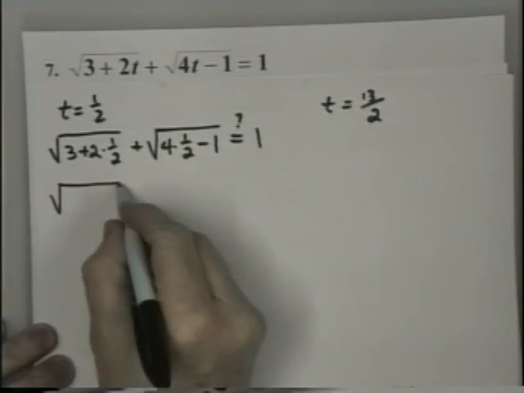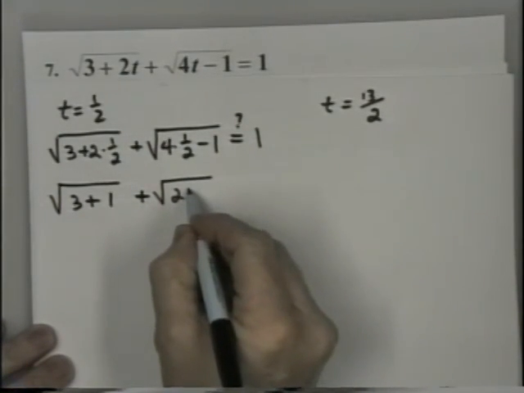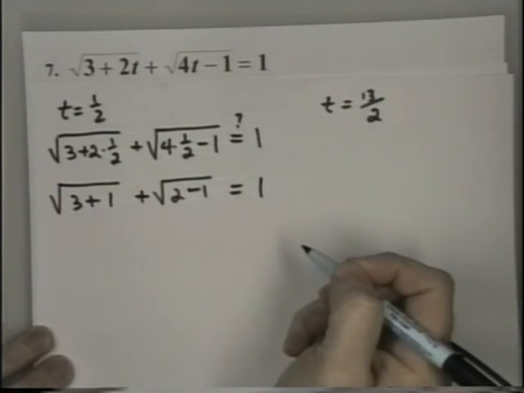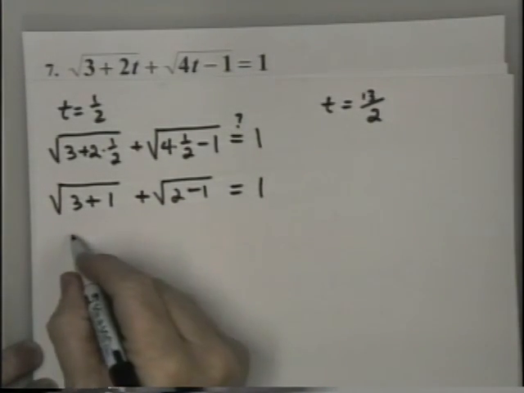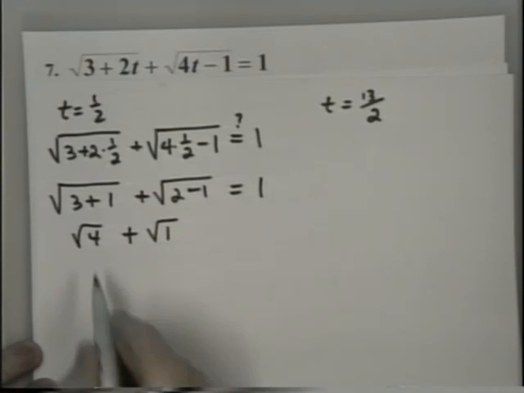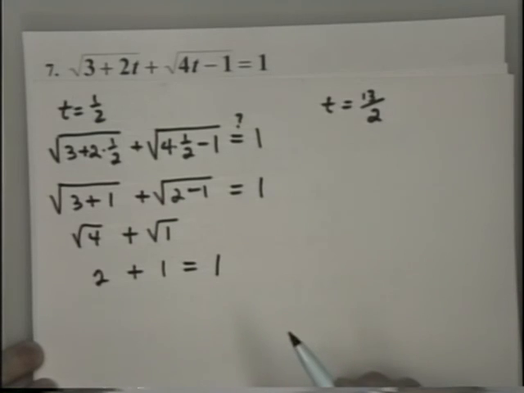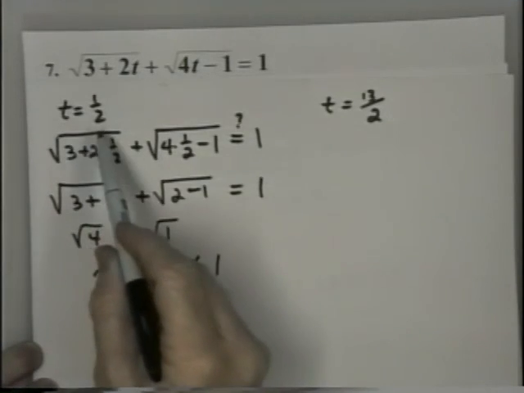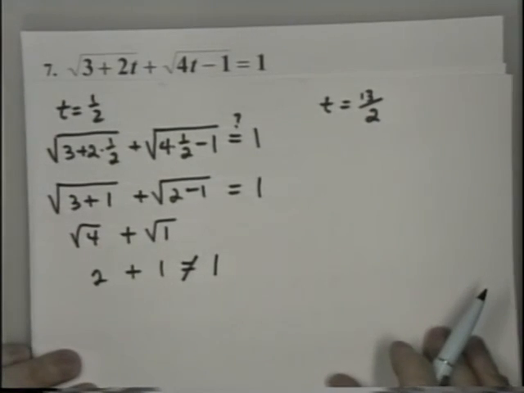Well, the first radical, that's just 3 plus 1. And here, that's the square root of 2 minus 1. Equals 1. 3 plus 1, that's the square root of 4, plus the square root of 1, or 2 plus 1 equals 1. And it's true and true, so t equals 1/2 does not check. How about 13/2?